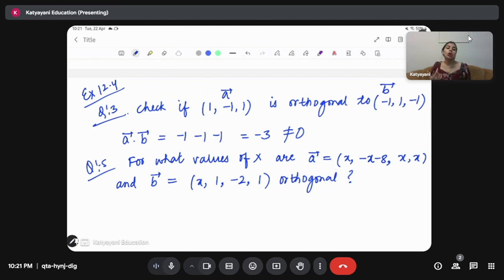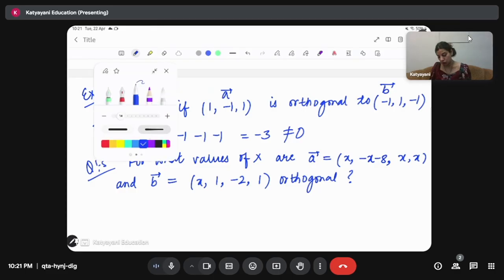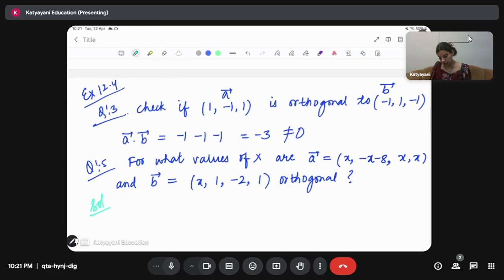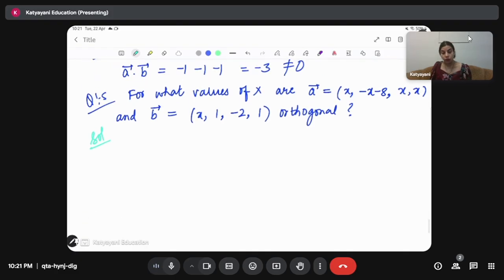सो दे विल बी ऑर्थोगोनल ओनली व्हेन देयर डॉट प्रोडक्ट इज 0. तो हमें क्या करना है? सिंपली वी हैव टू पुट द डॉट प्रोडक्ट एज 0. So let's do it with another color pen. So they will be orthogonal. A and B will be orthogonal if and only if A dot B is equal to 0. So let's put A dot B as 0.